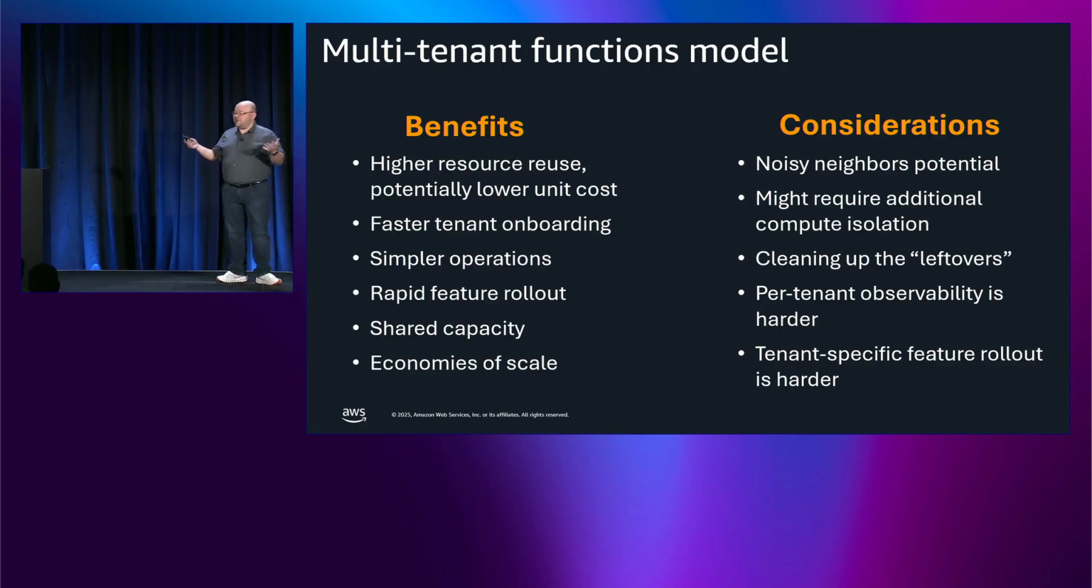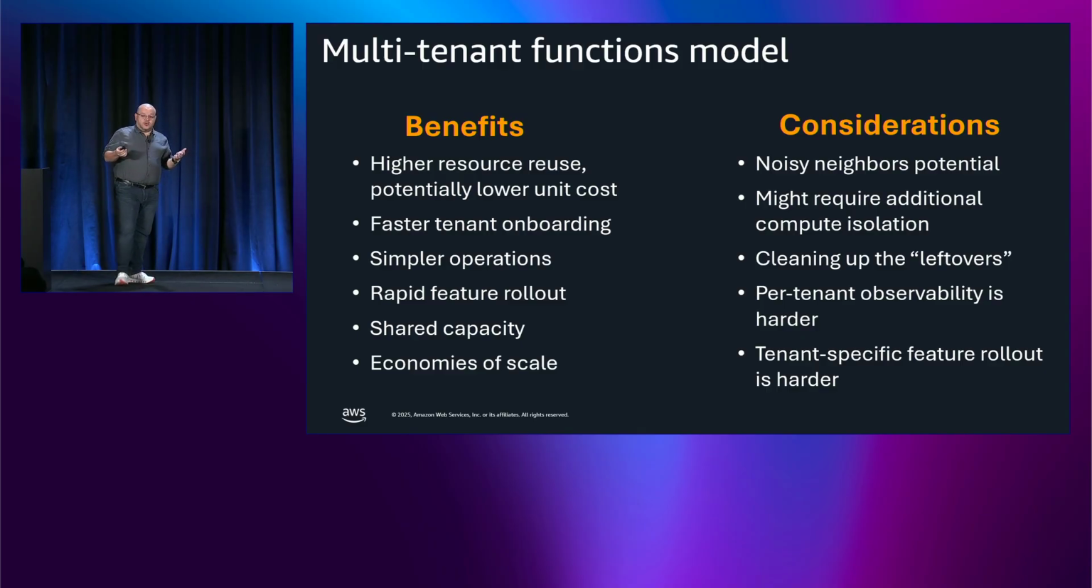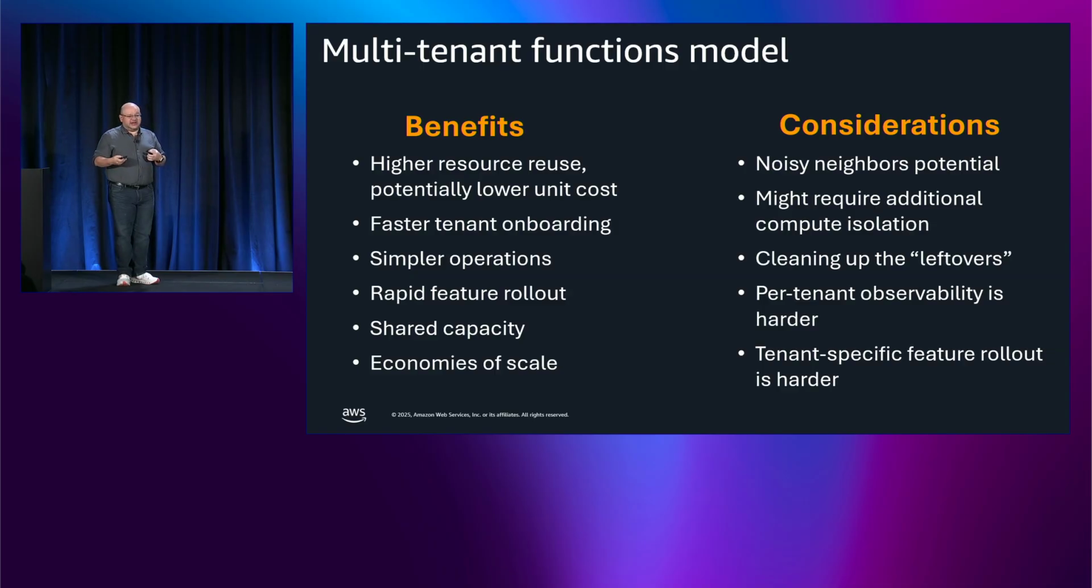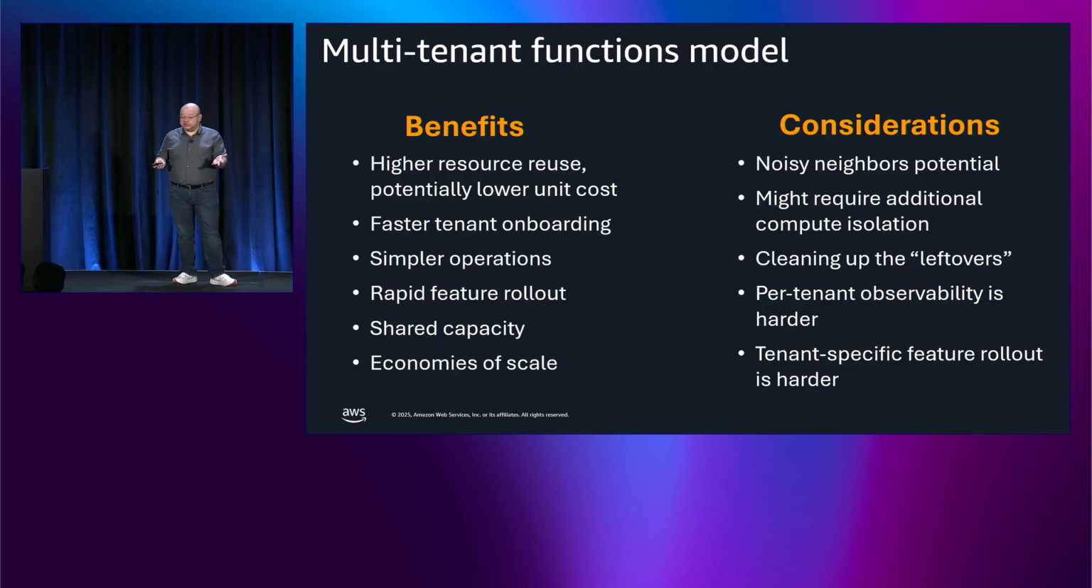But we're architects, right? There's always "it depends" and trade-offs. There are also considerations. What if I have noisy neighbors? If I'm using shared compute, I might have noisy neighbors. I might require additional compute level isolation. So I provided isolation in my custom tenancy framework, but what if I want a higher degree of isolation than that? But I still prefer not to create a function per tenant because that's hard to maintain. How do I clean up the leftovers? Who's responsible for that? Per tenant observability: if one function is reused by 10,000 tenants, how do I observe per tenant, et cetera, et cetera.